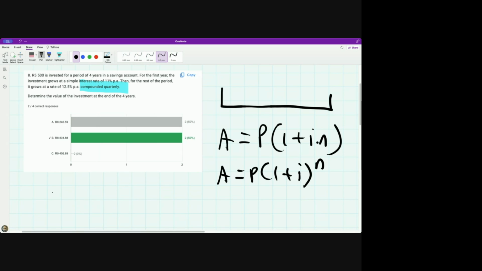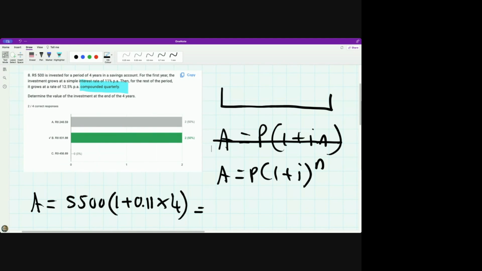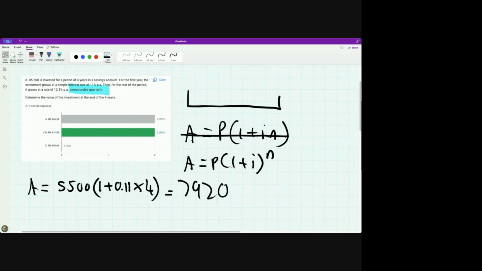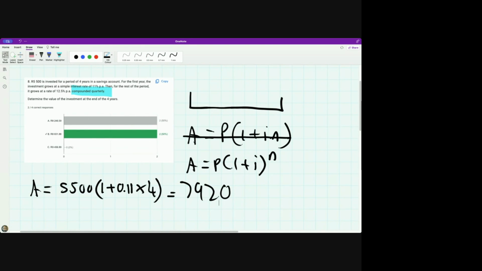So what I'm going to do first is use 5,500 times (1 plus 0.11 times 4). And that is going to get how much I have in the account at the end of the first year. 1 plus 0.11 times 4, close brackets. And I get 7,920. Is everybody with me so far? Thumbs up if you're with me so far.